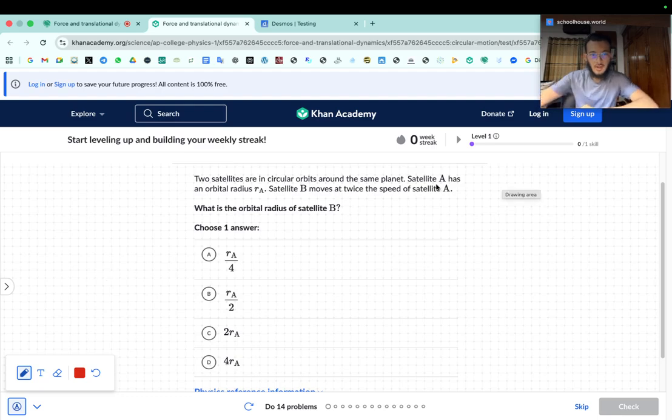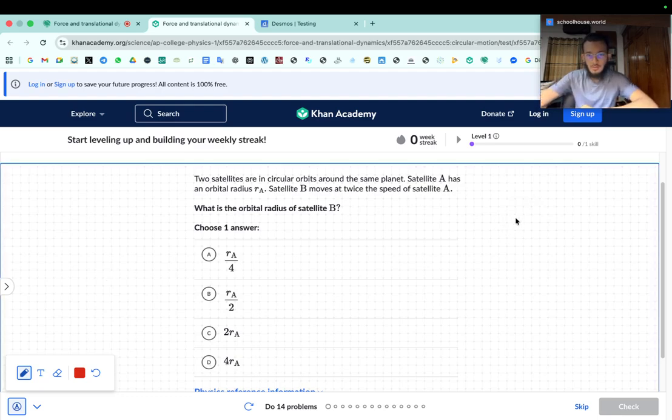Two satellites are in circular orbits. So let's say this is circular. This is satellite A, which has an orbital radius, so this is r of A. Satellite B moves at twice the speed. So if the speed of this is v, then this will be 2v.